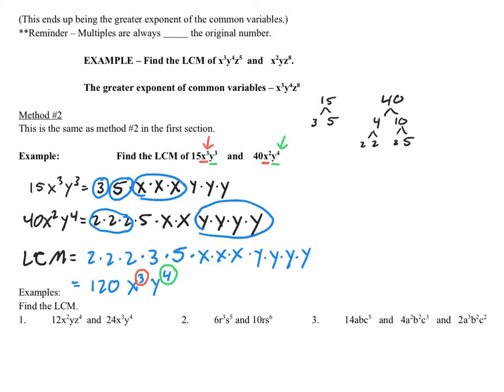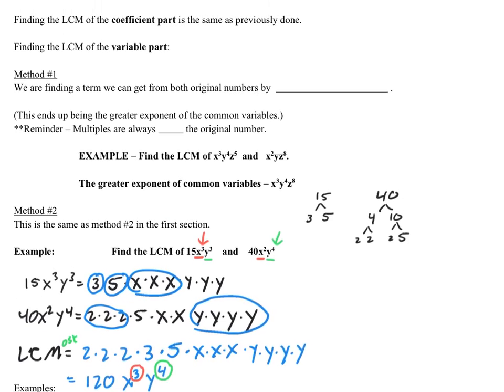So that's how we're going to be working with this. You want to think of LCM as where we're going to take the most possible prime factors available, which means we're going to take the larger of our exponents. So let's see how that works in this example up here.